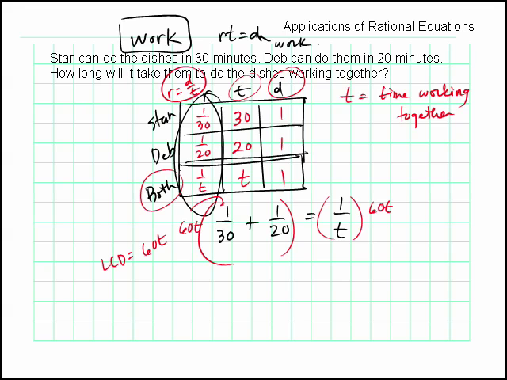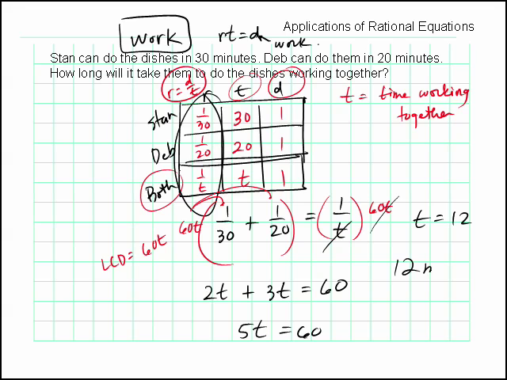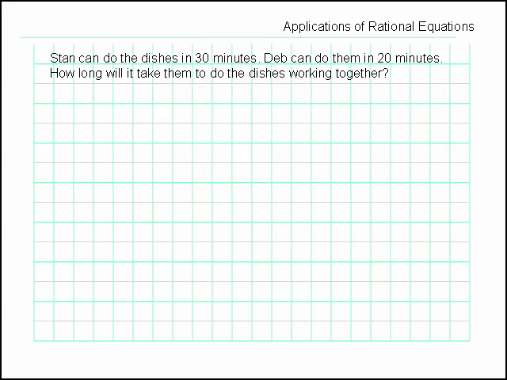Distribute. That's going to give me 2T plus, 60T times 1 over 20 is 3T. And on the right side here, the T's cancel away, leaving me with 60. 5T equals 60, so T is 12. If they work together, it will take 12 minutes. That's our work problem. So let's look at one more just like this one. Very similar anyway. Moving on.